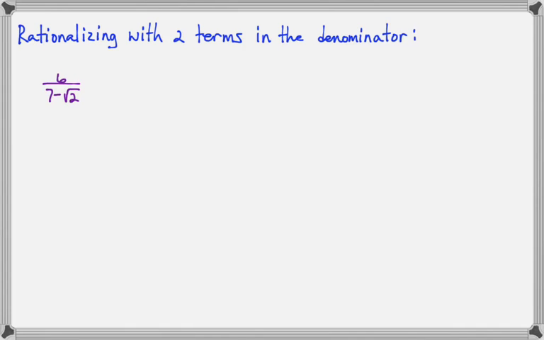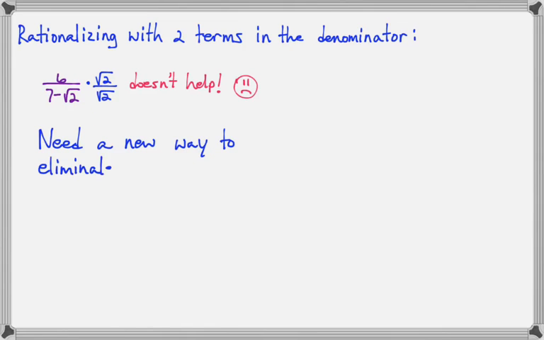Now we're going to look at rationalizing with 2 terms in the denominator. So here is an example. 6 over 7 minus square root of 2. And I just want you to see that if we try to do what we've been doing and we multiply the top and the bottom by square root of 2, it won't help, because 6 times square root of 2, of course, is that, but if I multiply square root of 2 times both of these terms, I still have a radical in the denominator. So this method is not going to work on this type of problem with two terms in the denominator. And we're going to need a new way to eliminate radicals if we have two terms.